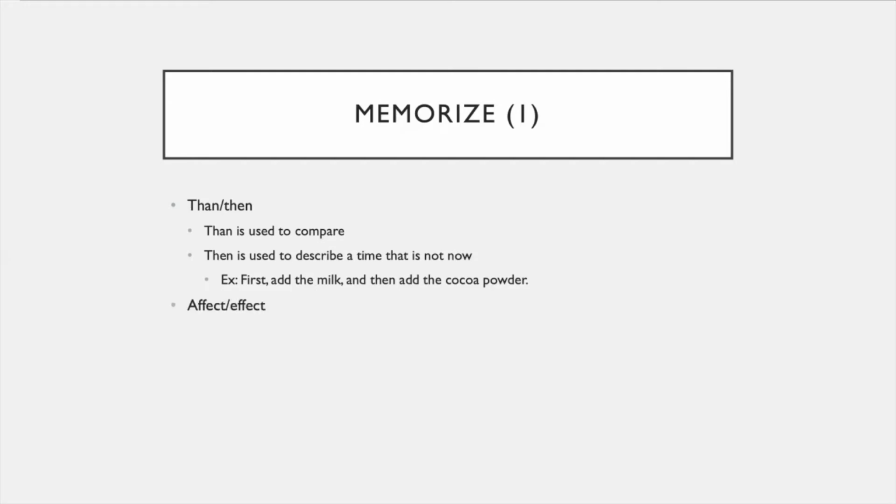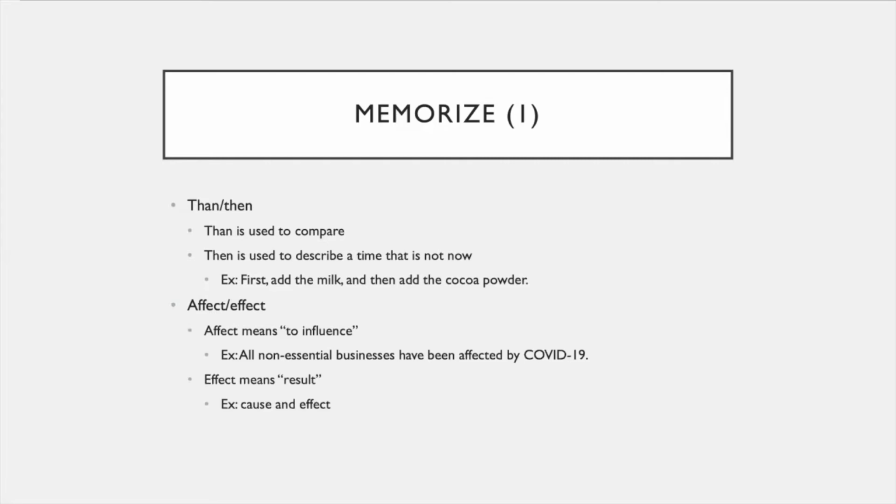Next, we have affect versus effect. So which one is used to show emotion and which one is used to show cause and effect? So AFFECT means to influence. So that one is saying you're being influenced by some factor. An example would be: all non-essential businesses have been affected by COVID-19. And then EFFECT is the one that we use for cause and effect. So it shows that something is the result of something.